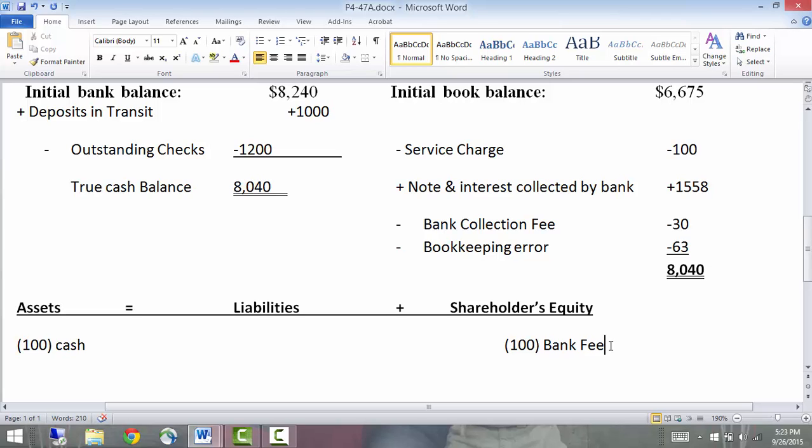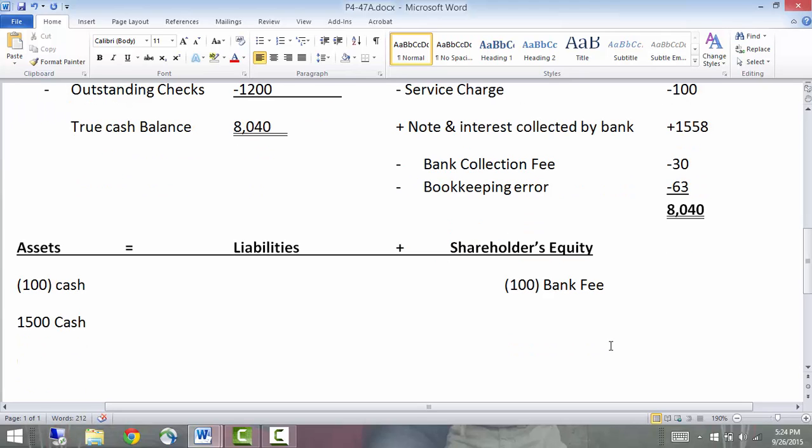Let's go to part C. The bank collected a note receivable on our behalf. So we have cash coming in of $1,500, and that would reduce our note receivable. We know we had a note receivable because the problem told us, and now that person is paying us off. Notes receivable are very similar to accounts receivable.